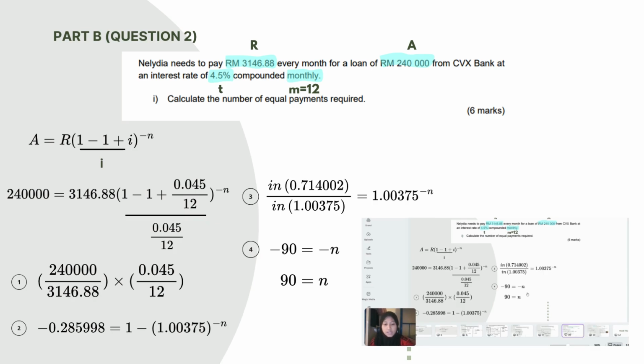Next, we isolate the negative exponent term. 1.00375 raised to the power of negative n equals 1 minus 0.286, which equals approximately 0.714. To solve for n, we take the natural logarithm on both sides, which is the natural logarithm of 0.714 equals negative n multiplied by the natural logarithm of 1.00375. Finally, we divide both sides by the negative of the natural logarithm of 1.00375. n equals negative the natural logarithm of 0.714 divided by the natural logarithm of 1.00375, which gives n equals 90 months.